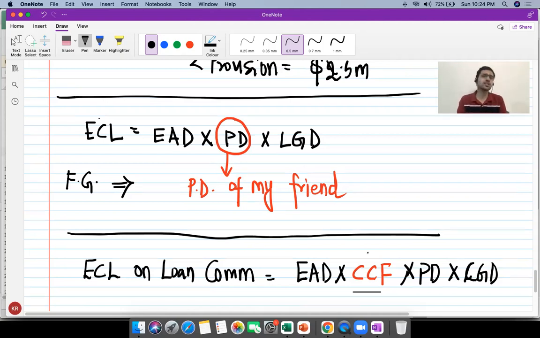This CCF is not only used for calculation of ECL, but it's also used in a number of other places, more in terms of banks' regulatory calculations. Wherever a bank is required to calculate its RWA and so on, a bank is required to convert such off-balance sheet exposures into on-balance sheet exposures by using CCFs. That is with regard to calculation of ECL on financial guarantees and on loan commitments.